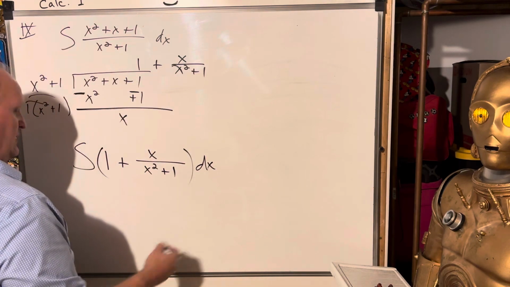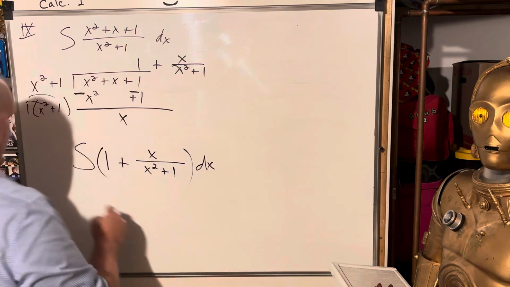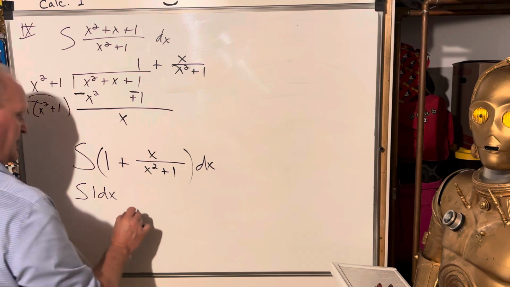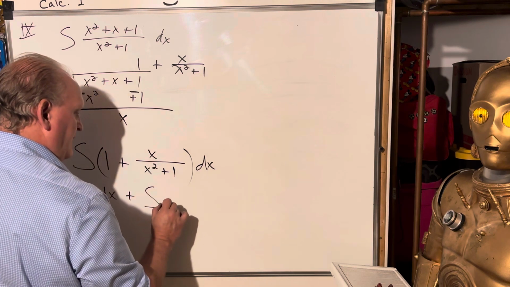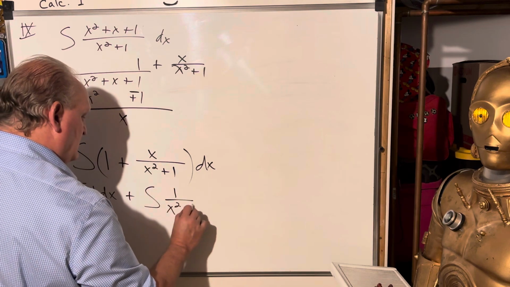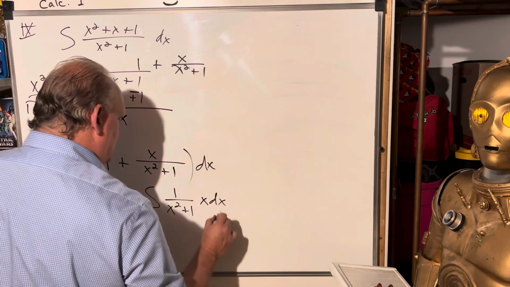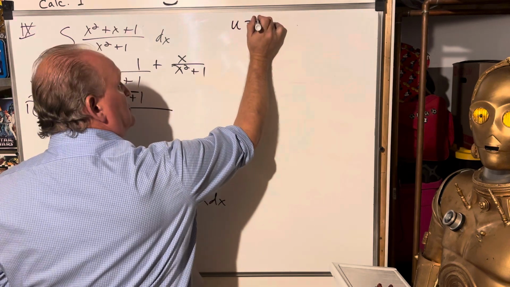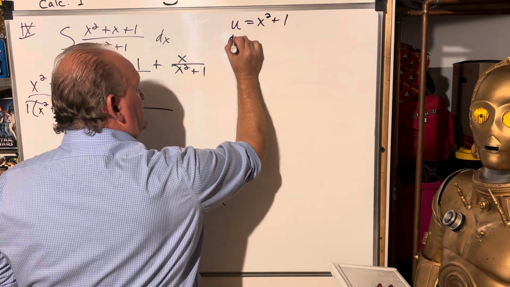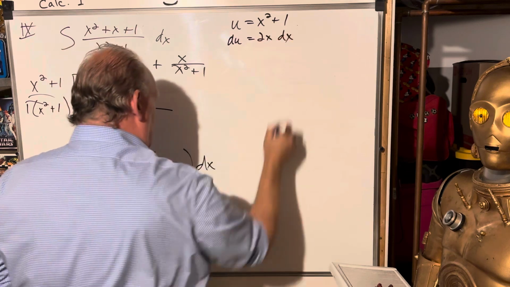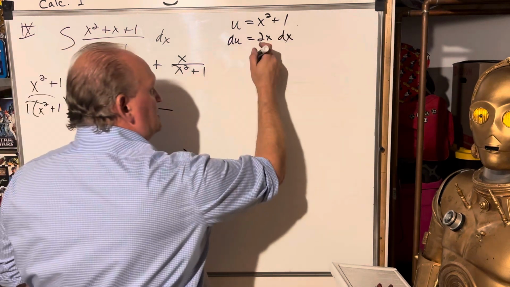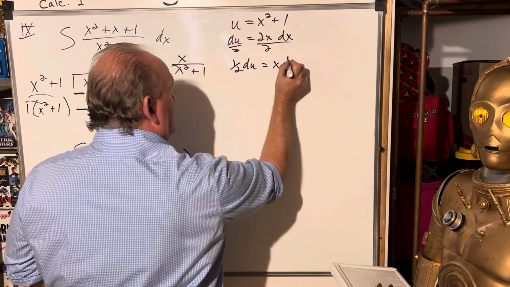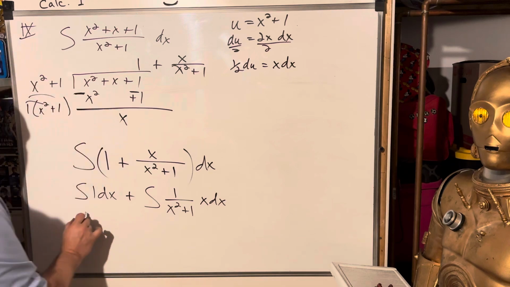All right, so let's do it to it. We could do 2 integrals, so you can do the integral of 1 dx, that's going to be easy, plus the integral of 1 over x squared plus 1 times x dx. And so let's do our u substitution. So u is equal to x squared plus 1, du is equal to 2x dx. Of course, we don't have a 2 there, so divide out the 2. So 1/2 du is equal to x dx. And now let's sub in everything.